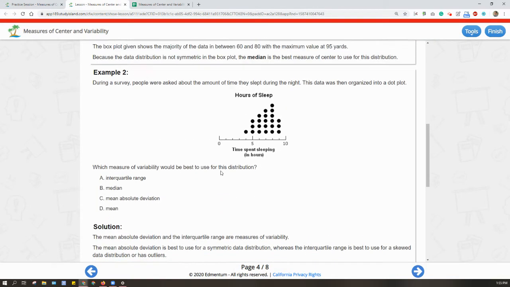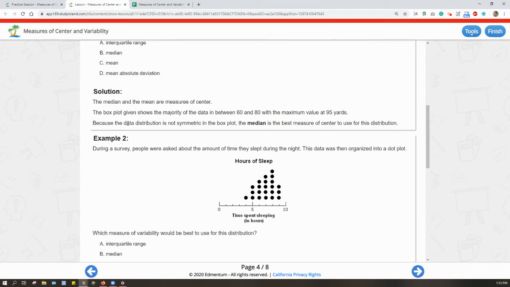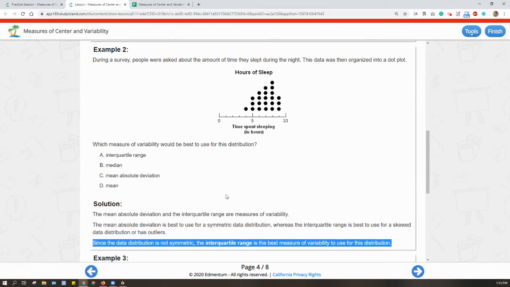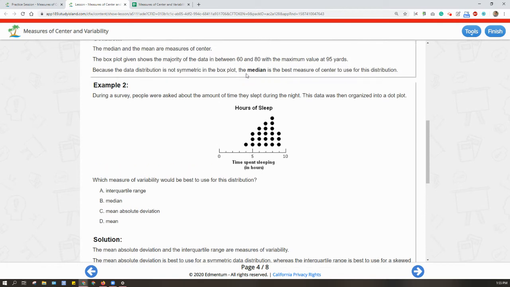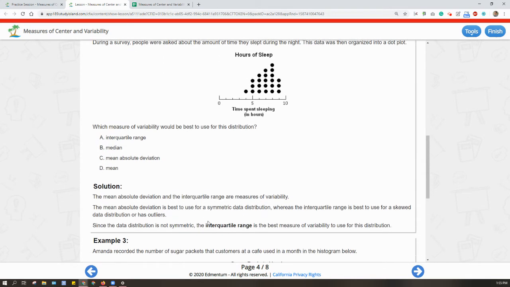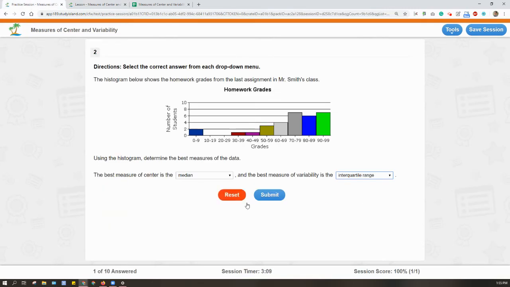Again, it goes back into the lesson on page 4. Because the data distribution is not symmetric in the box plot, the median is the best. So when they're not symmetric, you're looking for median for measure of center and interquartile range for measure of variability.